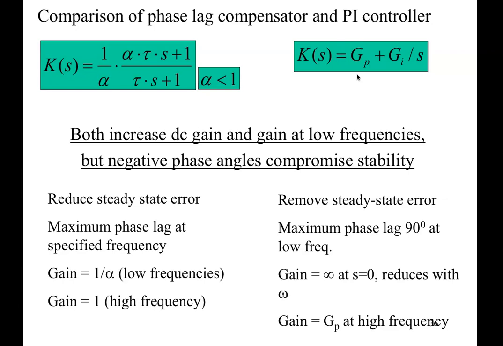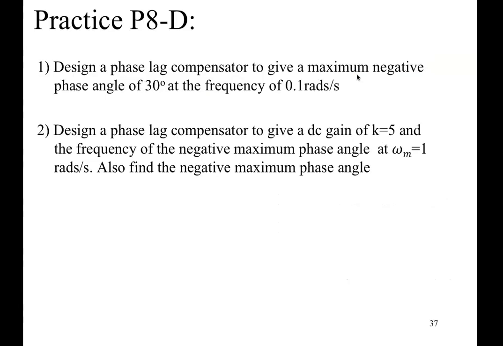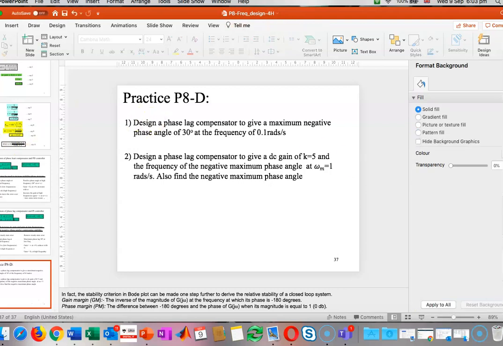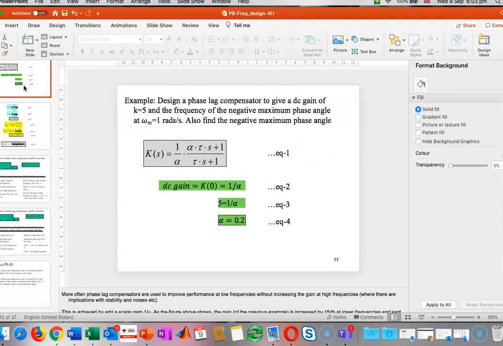Okay, so I have a couple of practice questions for you, just for the design of phase lag compensators. Question 1, I give you the frequency, and I give you the phase angle. I want you to work out the alpha and tau values. Second one, I want a DC gain of 5. Therefore, I want you to design the alpha value for me, but I also want omega m equals 1. Hang on, is that the same as my example? It's probably exactly the same.